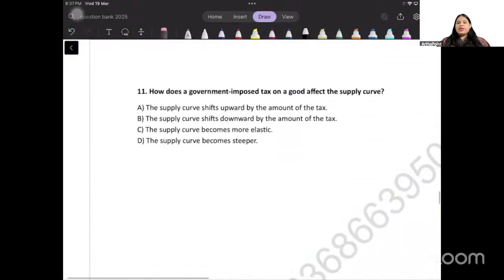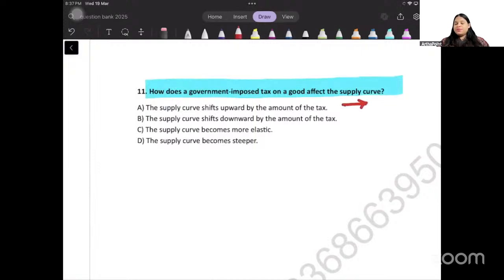Okay, next question. How does a government imposed tax on goods affect the supply curve? The supply curve shifts upward, the supply curve shifts downward, the supply curve becomes more elastic, the supply curve becomes steeper. Try to answer this. How does a government imposed tax affect the supply curve?